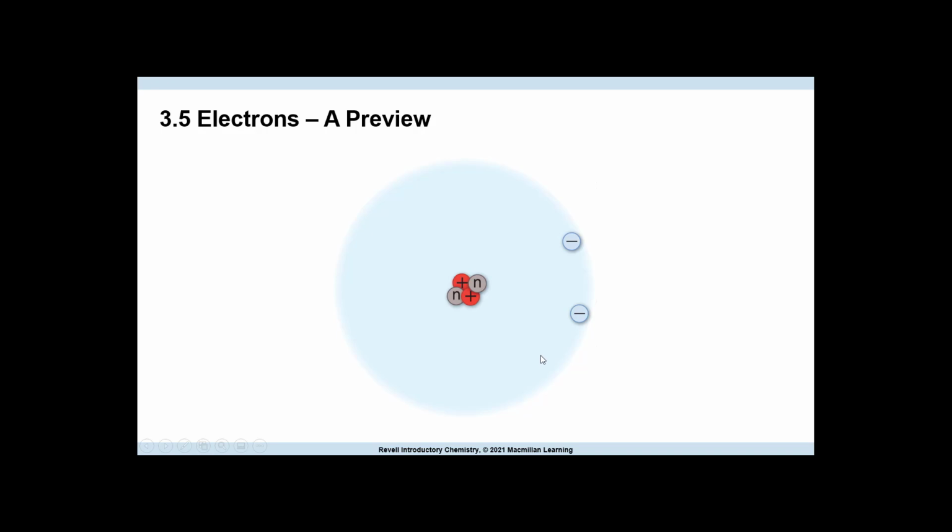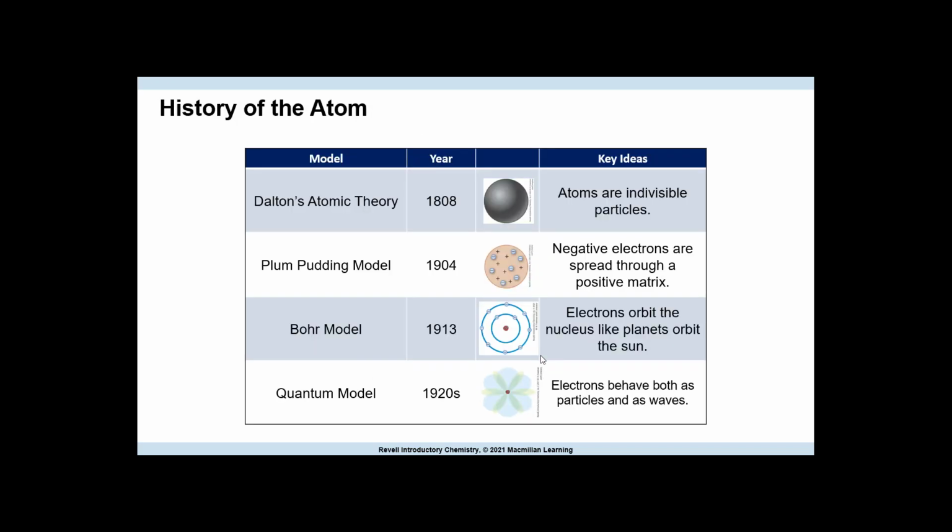Hi class, we are now on 3.5. This is the last section of chapter 4. It's called a preview and I honestly don't know why, because I can't find another electron section in the book. So maybe I'm overlooking it, or I don't know why they're calling it that, but that's what they call it. Anyways, let's get started.